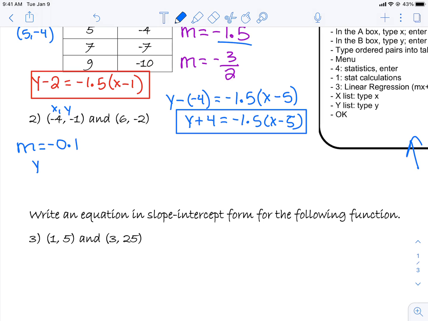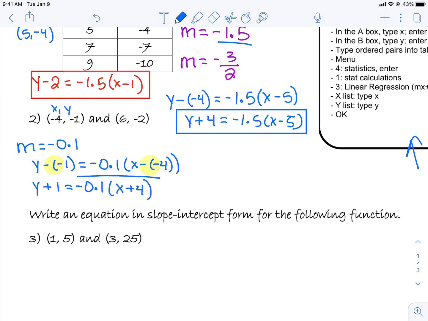So I get y minus -1 is equal to -0.1 times x minus -4. Again, the double negatives change to a positive. So I get y plus 1 is equal to -0.1 times x plus 4. Okay, but that's, again, not the only option.